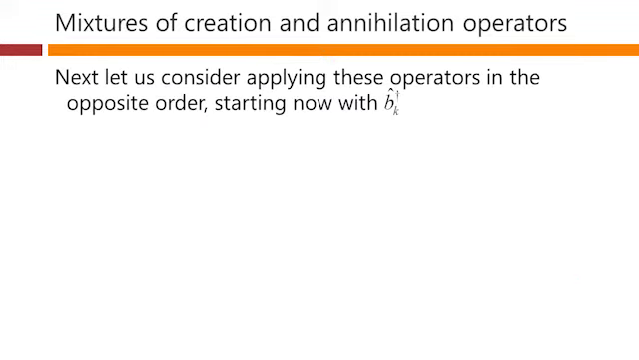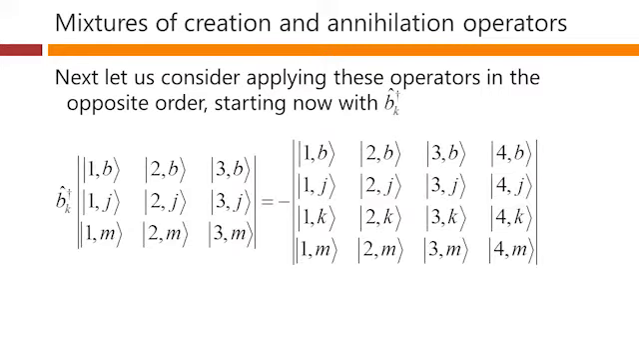So let's consider applying these same operators in the opposite order, starting now with the creation operator for state K. So here was our starting state. We're now operating with the creation operator for state K. That puts a row on the bottom with k's in it. We have to swap that once here. That gives us a minus sign.